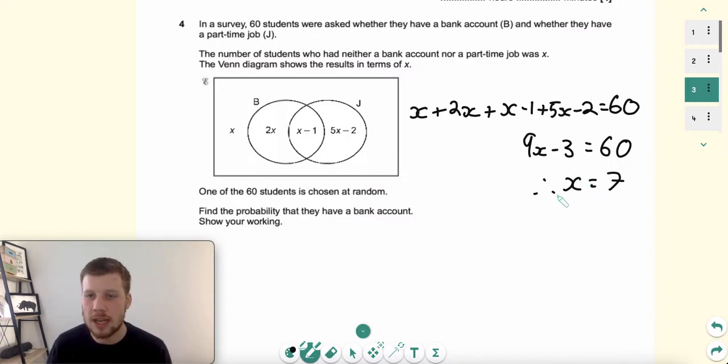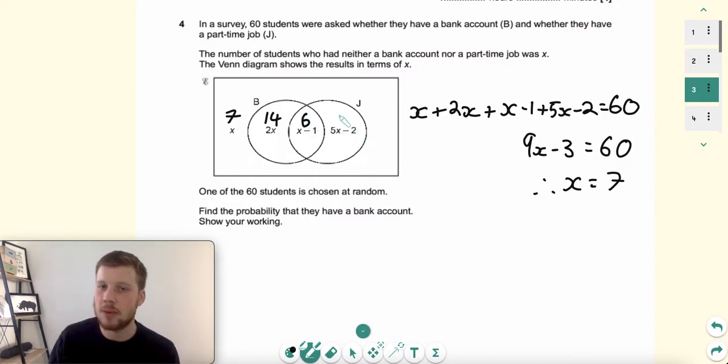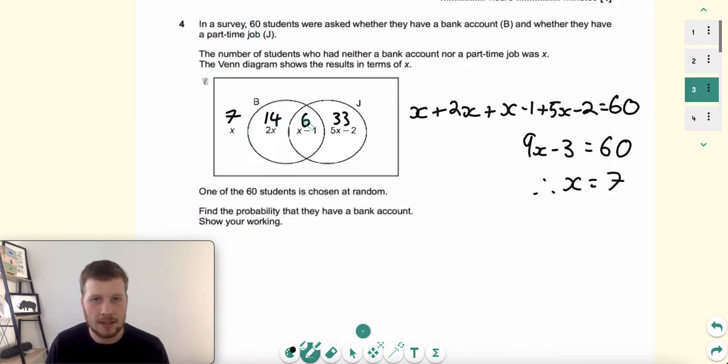Nice little thing to do now. Instead of working with algebra inside, let's work with numbers. Well, x is 7, so 2x must be 14. 7 take away 1 is 6. 5x take away 2 is 33. And what I'm going to do now is just check, see if my value of x is right by adding these numbers together, and it should equal 60. Well, 7 add 14 is 21, add 6 is 27, add 33 is 60. So I'm happy now, I know I've got that bit right.